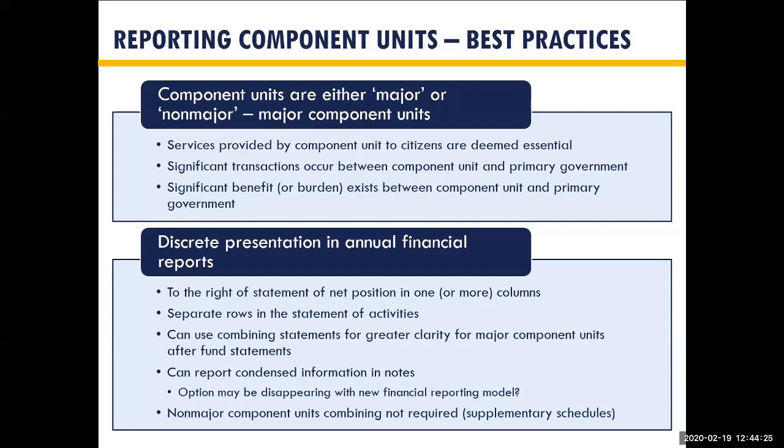Fiduciary component units go in the fiduciary funds, mostly in practice within pension and other employee benefit trust funds, and in some cases, external investment trust funds and private purpose trust funds. As of now, for the 12/31/2019 governments that have implemented GASB 84, I don't know of any custodial fund component units as of yet. I'm not sure there will be, but who knows, there may be something out there that you may know.